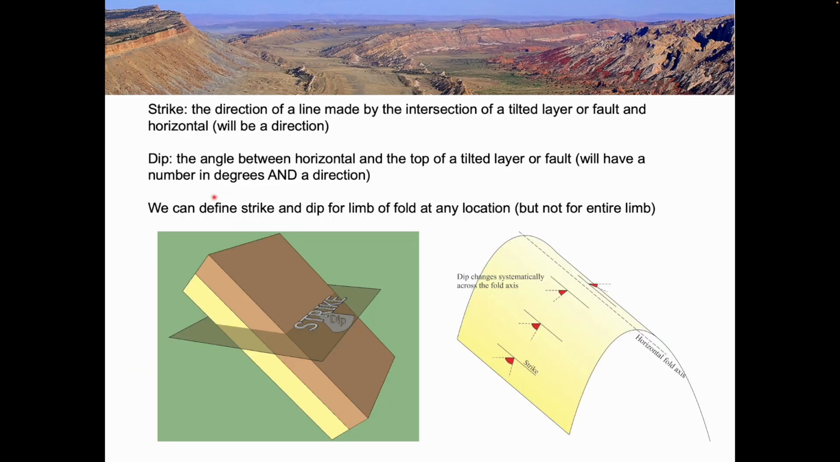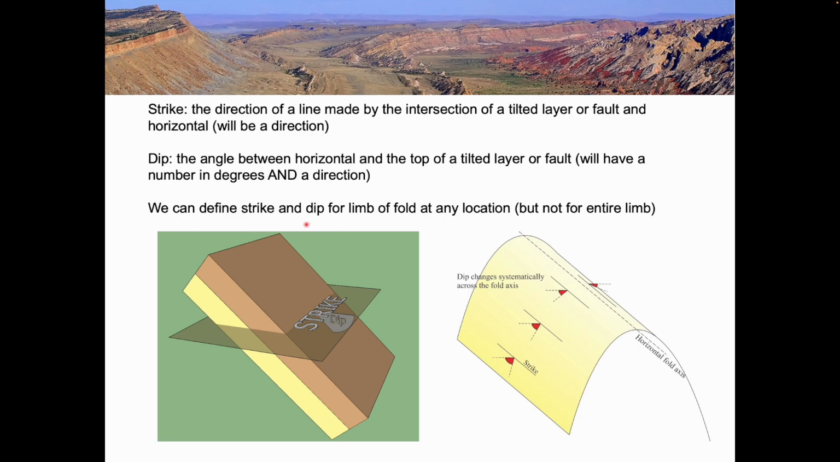Now recall from when we talked about fault planes that any planar feature, such as a planar bedded sedimentary rock, or the limbs of a fold or a fault plane, has both a strike and a dip. The strike is the direction of a line made by the intersection of a tilted layer or fault and horizontal. That's your direction that it's pointing. The dip is the angle between your horizontal and the top of a tilted layer or fault. This has a number of degrees and a direction that it is tilting toward.